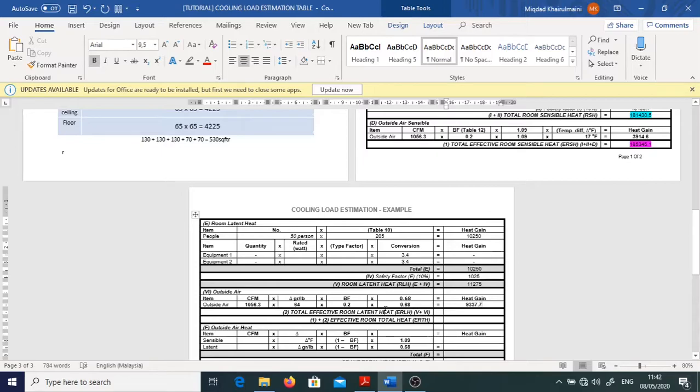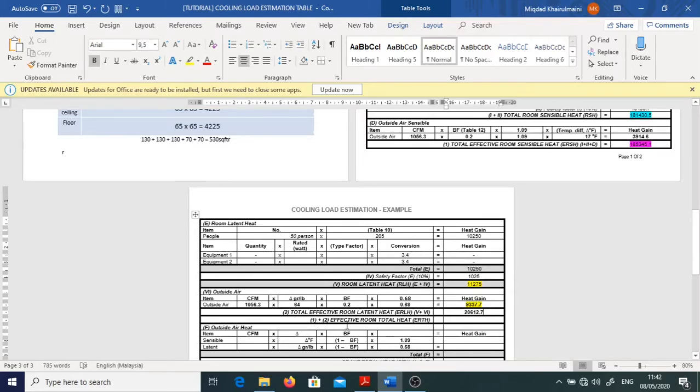Next is to calculate the total effective room latent heat, number 2. So number 5 plus number 6. Number 5 just now is this one, we can highlight it. Both these numbers, number 5 and number 6, we add them up and we can get the total 20,612.7.